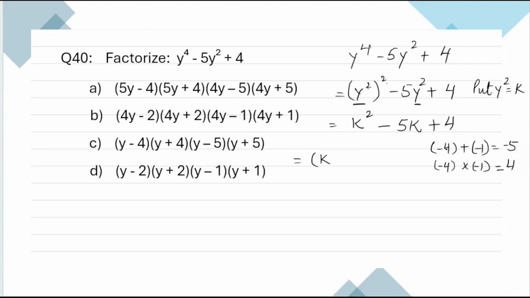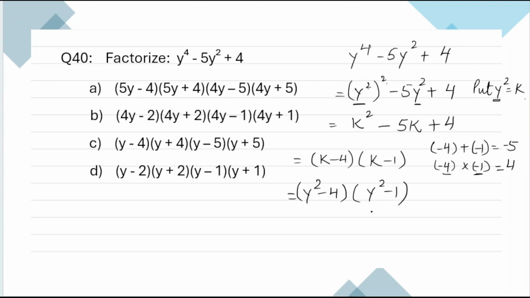K minus 4 and k minus 1. Minus 4 is this, minus 1 is this one. So these are my two factors of this polynomial. But k was actually my y square. So let's put back k as y square. So I get y square minus 4, and over here the next bracket will be y square minus 1.